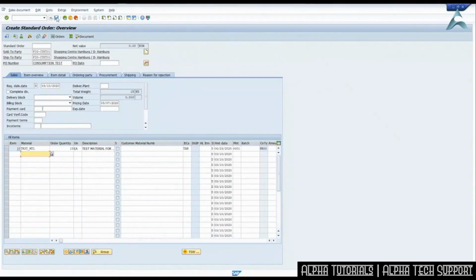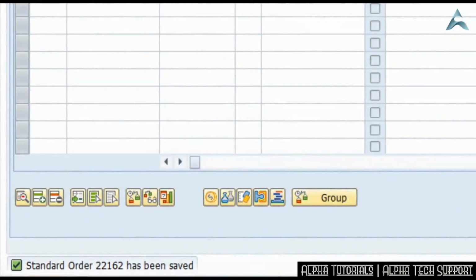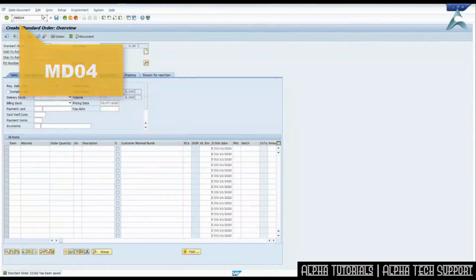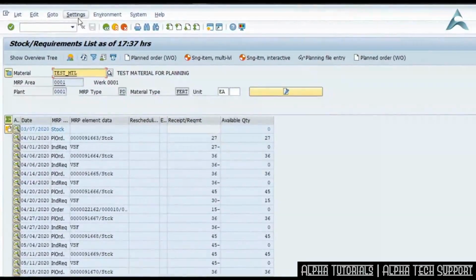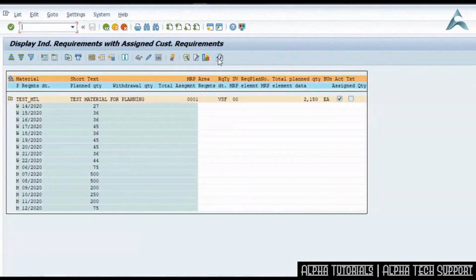So let's go ahead and save this order. As you can see, we now have order number 22162 created and saved in the system. The first thing I will do is go back to the planning situation for that finished good. So now you can see that we have 15, and let's now go look at the forecasting screen, the independent requirement screen, and see which week it consumed from.